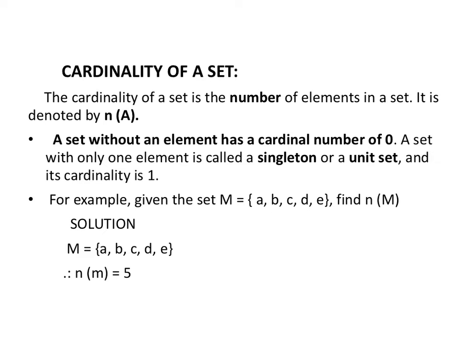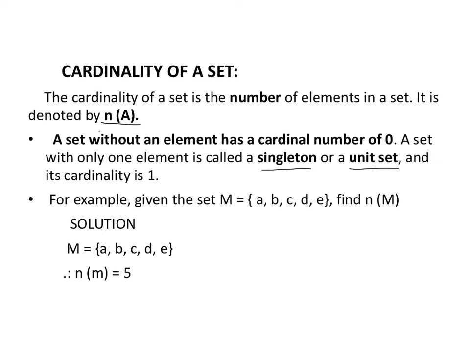Cardinality of a set. The cardinality of a set is the number of elements in a set. It is simply the number of elements in a set, and it is denoted by n(A). That is, it could be any set. When the set is B, then it will be n(B). So n of the set, the number of elements of the set. A set without an element has a cardinal number of 0. A set with only one element is called a singleton or a unit set, and its cardinality is 1. That's a set with only one element.